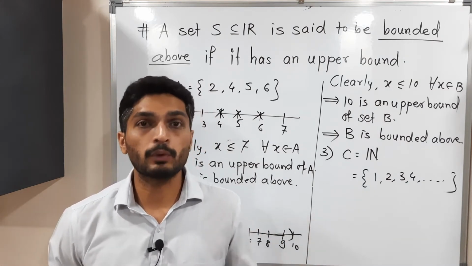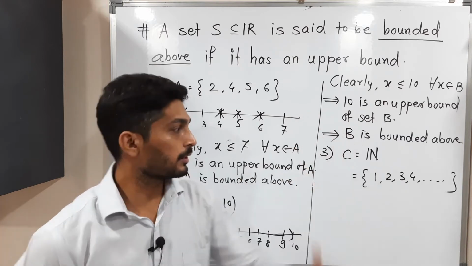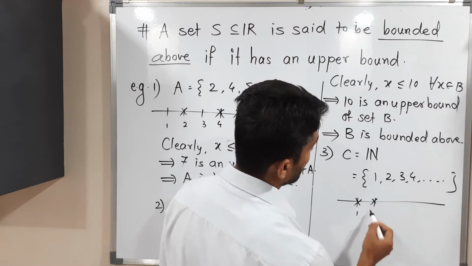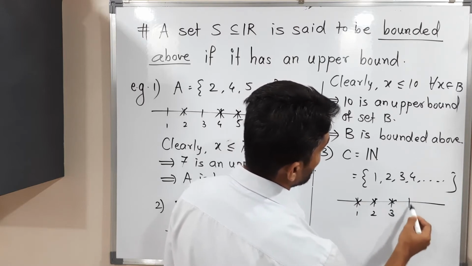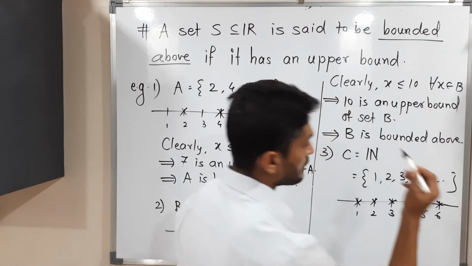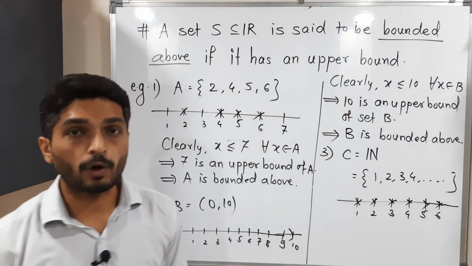There is no end point. Get it? So 1, 2, 3, 4 in this way. If you draw a line, it will be like this. First natural number is 1, second is 2, next is 3, next is 4, next is 5, next is 6 and yeah, 7, 8, 9, 10. It will not stop anywhere.